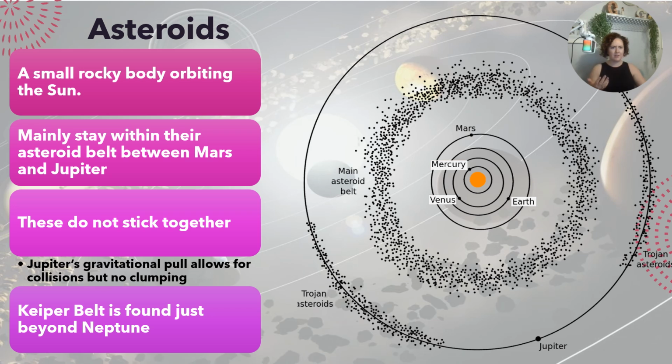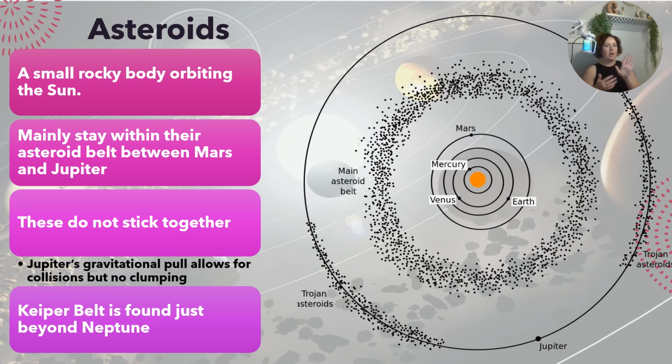Asteroids. I've kind of made note of this now. Asteroids are small rocky bodies that orbit the sun. We mainly find most of our asteroids within our asteroid belt, which can be found between Mars and Jupiter. The weird thing about these is that they don't really ever stick together.